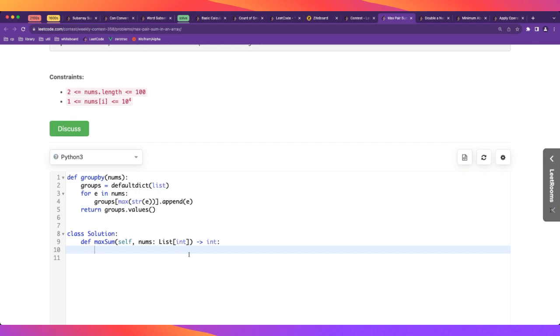So let's keep going. Now we want to go over the groups.